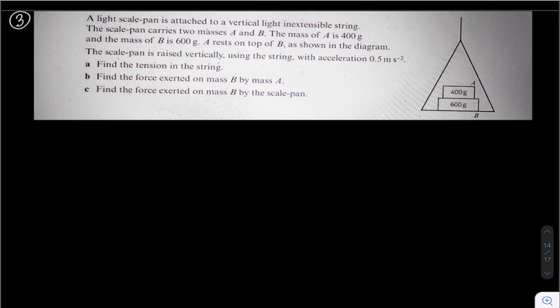A light scale pan is attached to a vertical inextensible string. Okay, again a light and inextensible string. The pan carries two masses A and B of 400 grams and 600 grams. A rests on top of B as shown in the figure. The pan is raised vertically using the string with acceleration as 0.5 meter per second square.